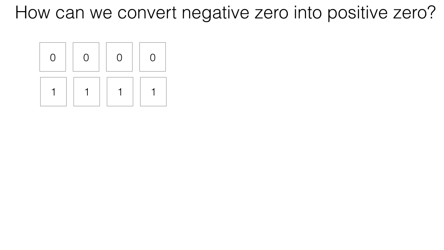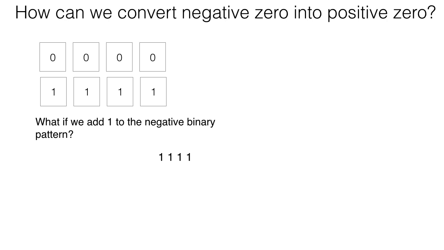If I look at this pattern, that negative one, I need to turn into a zero. How can I do that? What if I add 1 to that negative binary pattern? Well, let's just try this. You might not be able to see the pattern right now, so let's just walk through it and see what happens. All right, so here's my negative 0, 1, 1, 1, 1. I'm going to add 1 to it.